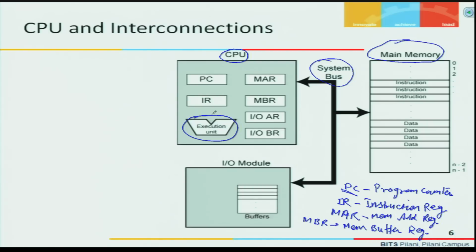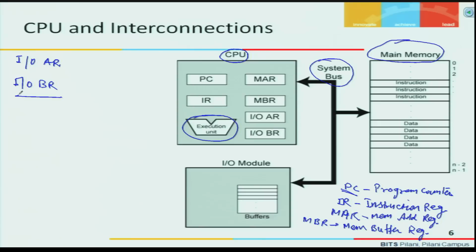Then two registers are there, IO-AR and IO-BR. IO stands for input output, AR stands for address register. The purpose of this register is the same as the MAR register, but it is used for reading the input output device or module. Similarly, IO-BR has the same purpose as MBR. MBR is used for the main memory, and IO-BR is used for the IO module.